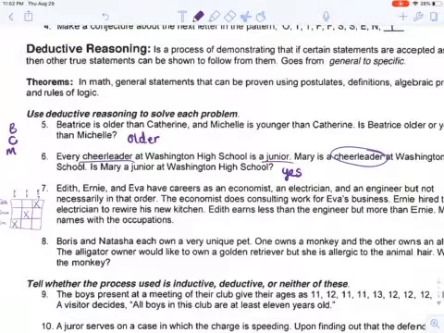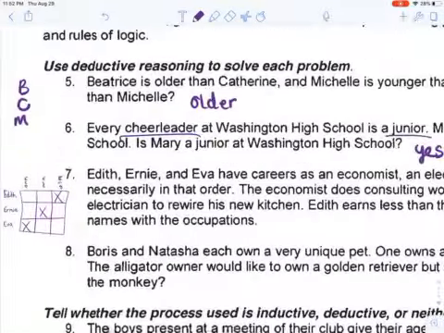Well, then Ernie is not the engineer either. So we just figured out what Ernie is. Ernie is the economist. And so that means neither Edith nor Eva are the economists. The only box that's left for Edith is the electrician. She must be the electrician. And no one else can be the electrician, so Eva must be the engineer. All right?